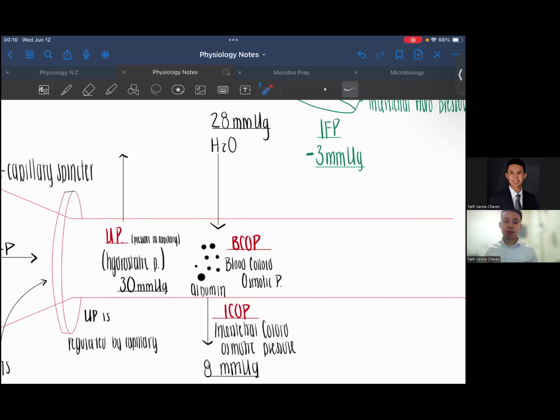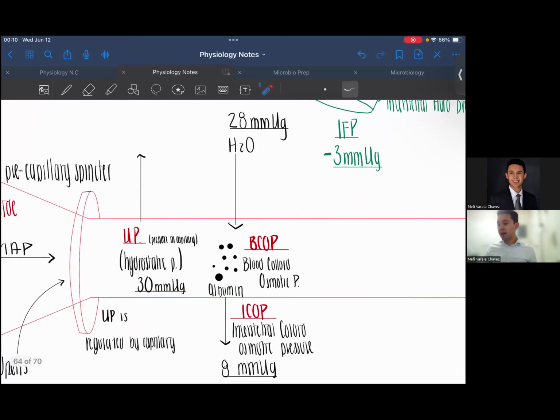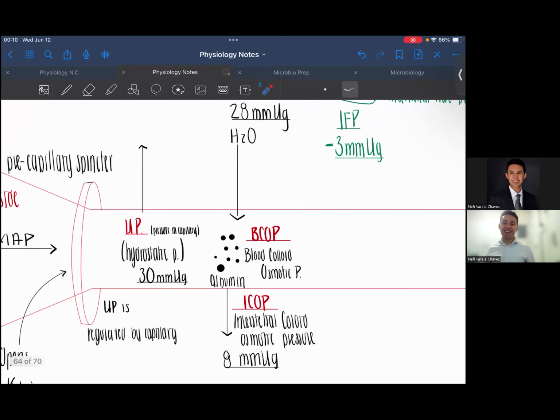The first one is going to be hydrostatic pressure. Hydrostatic pressure is like how much water is pushing water to go outside, since this membrane is permeable for water. The pressure that we have from this arterial pressure is going to cause water to go out, and we're going to call it hydrostatic pressure. This is going to be 30 millimeters of mercury, so it's going to cause water to go out.